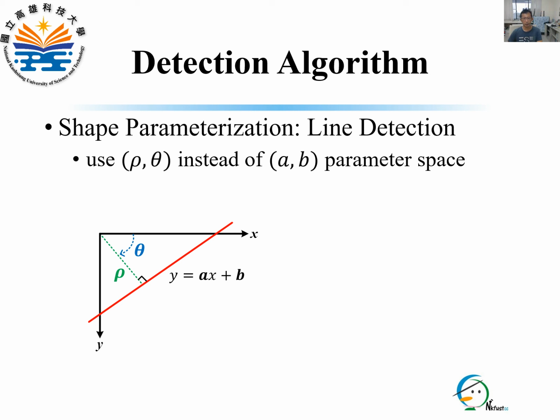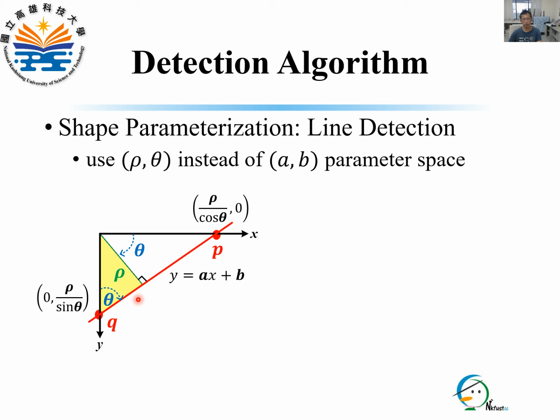Here shows the derivation of the line equation in rho and theta parameter space. In this right triangle, the length of hypotenuse is obviously rho over cosine theta, and the last point P has the coordinate rho over cosine theta, 0.